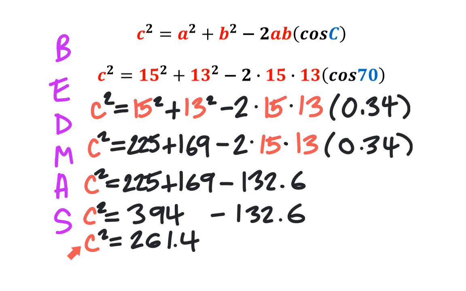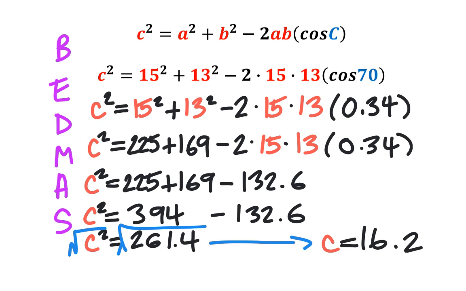If you take a look over here, this is c to the power of 2. Well, what is the opposite of to the power of 2? The opposite of that is a square root. And what you do to one side, you must do to the other side. When you take the square root of 261.4, you'll get approximately 16.2. Therefore, the third side of the triangle is approximately 16.2, and that makes a lot more sense since the other two sides were 15 and 13.